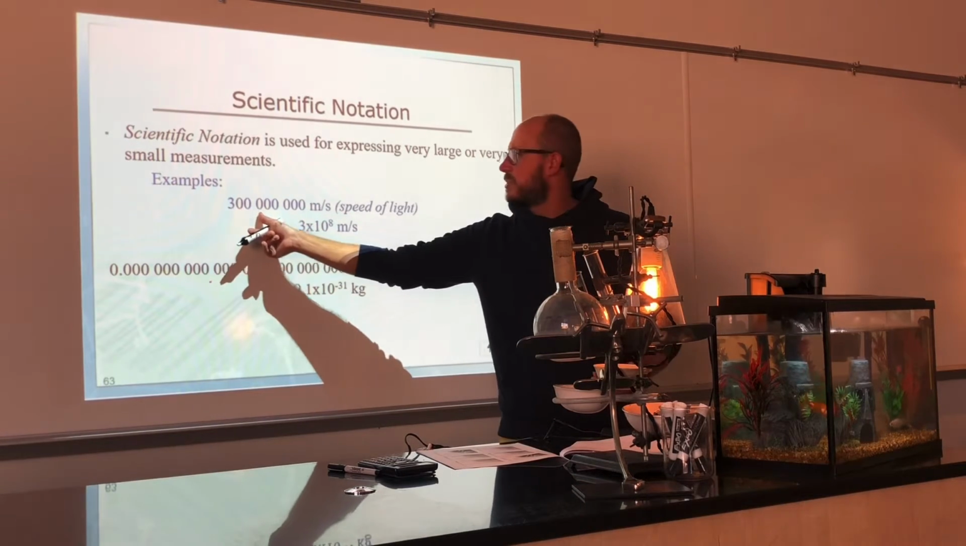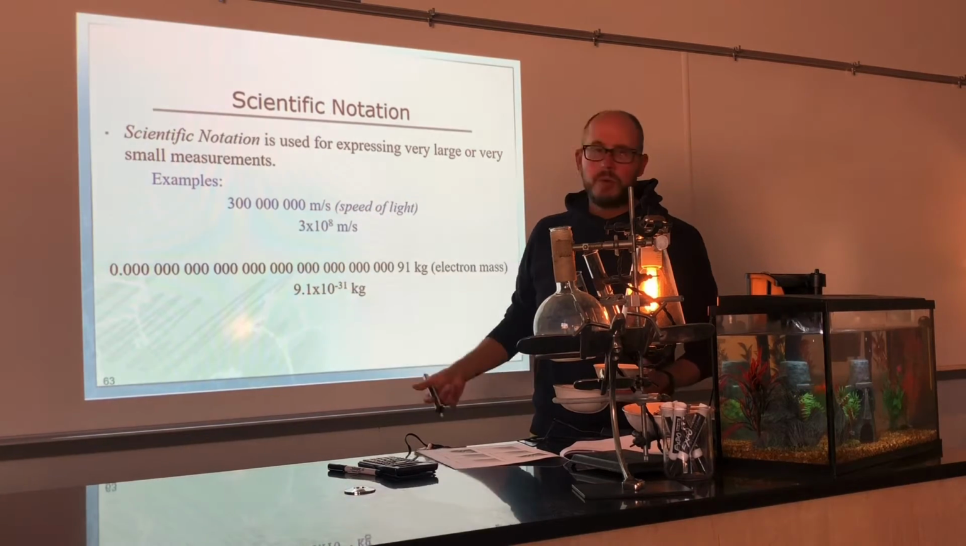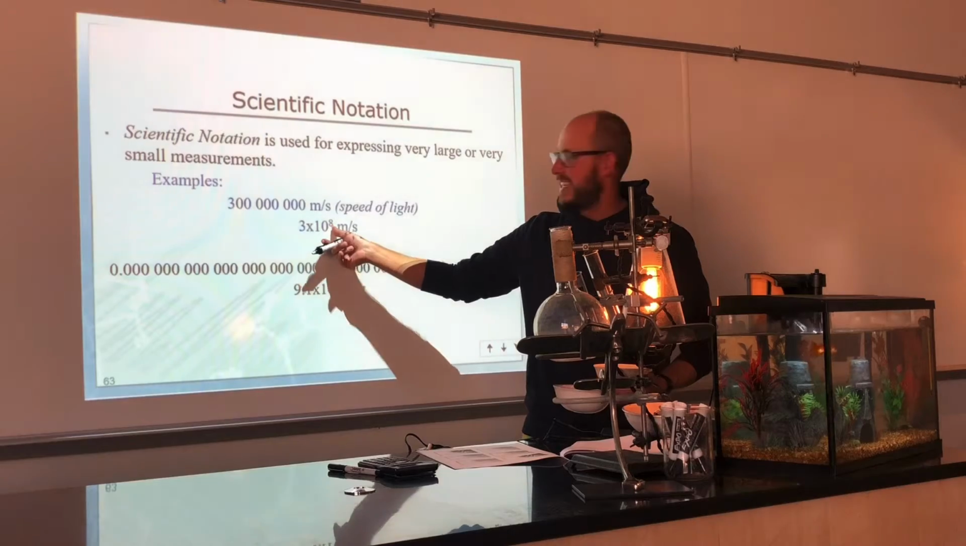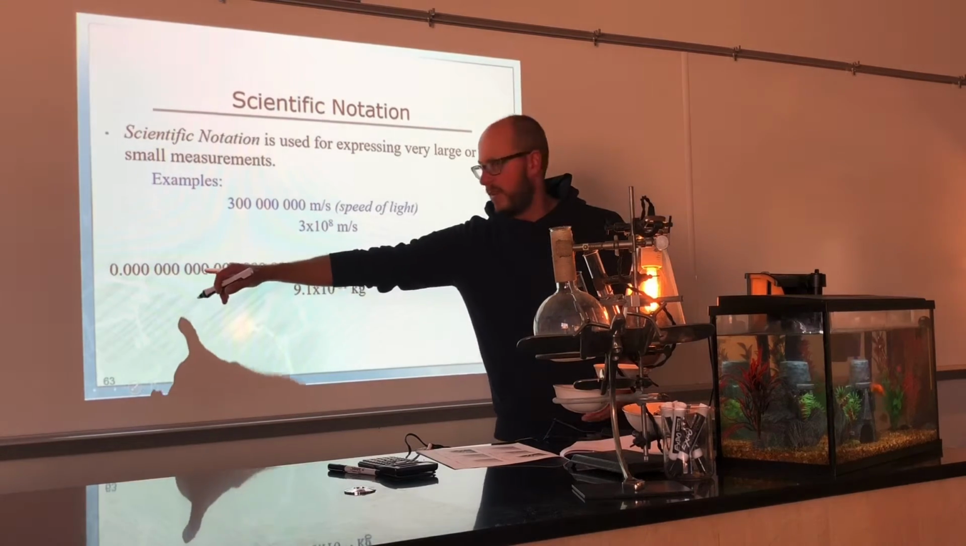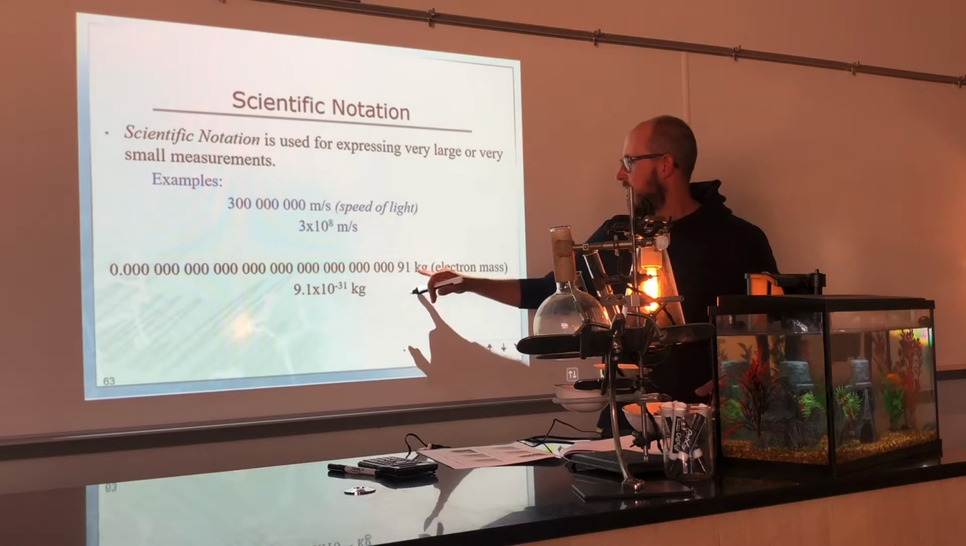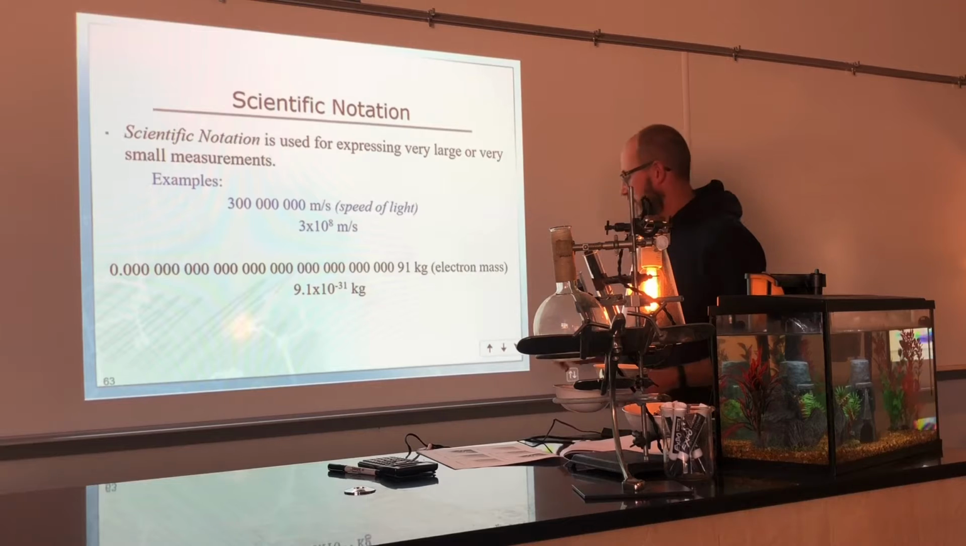Well, when we write out the speed of light, instead of writing it as 300 million meters per second, we could write it as 3 times 10 to the 8 meters per second. Or the mass of the electron, which is a very tiny decimal with all these zeros in it, we could write it out as 9.1 times 10 to the minus 31 kilograms.